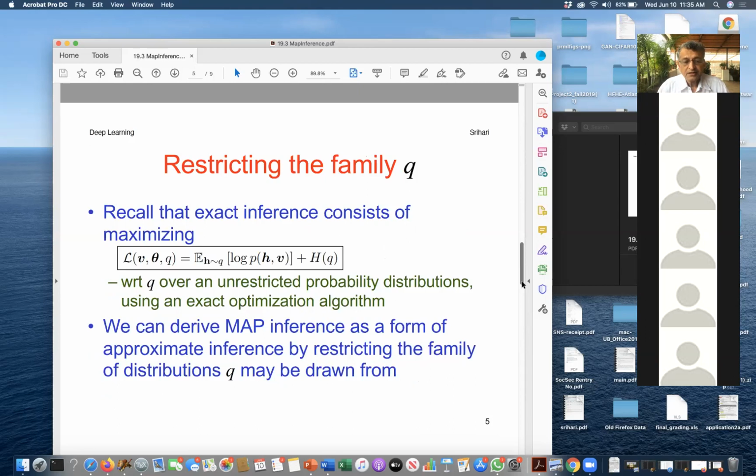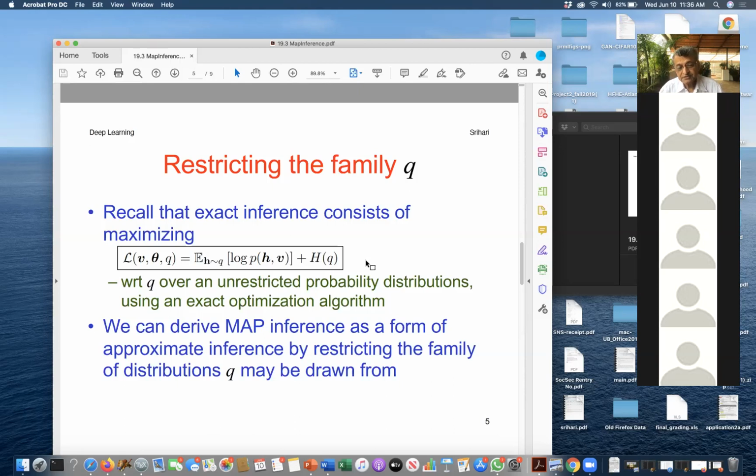And we'll now talk about restricting the family Q. Recall that exact inference consists of L(B, theta, Q), which is equal to the expected value over all values of H of log P(H, V) plus H(Q). We derived this quantity. Actually, we didn't define L like this. We defined it in terms of the ELBO and the Kullback-Leibler divergence, but a little bit of algebra was needed. And we just brought it to this particular form.